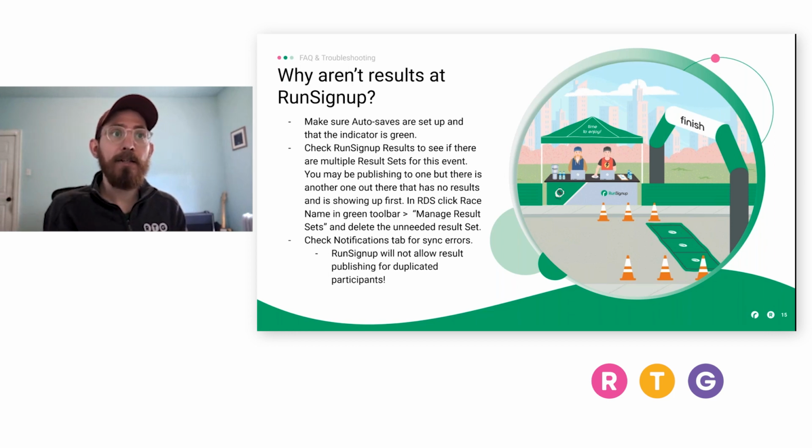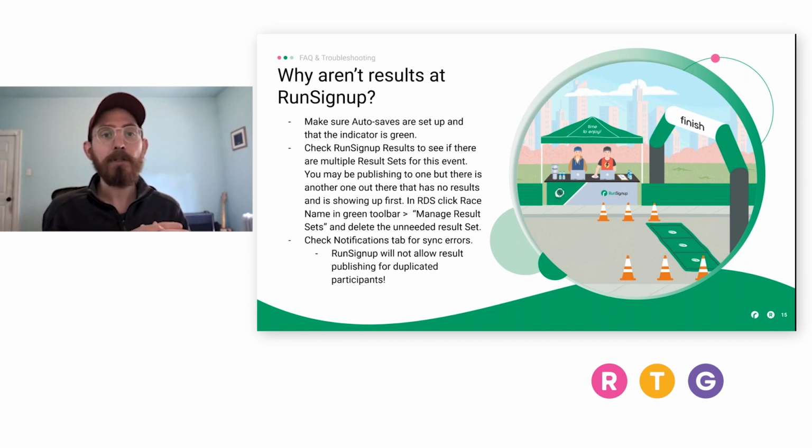Finally, check the notifications tab again for any errors about syncing or duplicates or whatever. RunSignup has a pretty hard restriction. If a participant is not able to be synced for whatever reason, they're a duplicate, or they have an invalid zip code or email, RunSignup will not allow us to post results for them. It's a hard restriction, unfortunately.